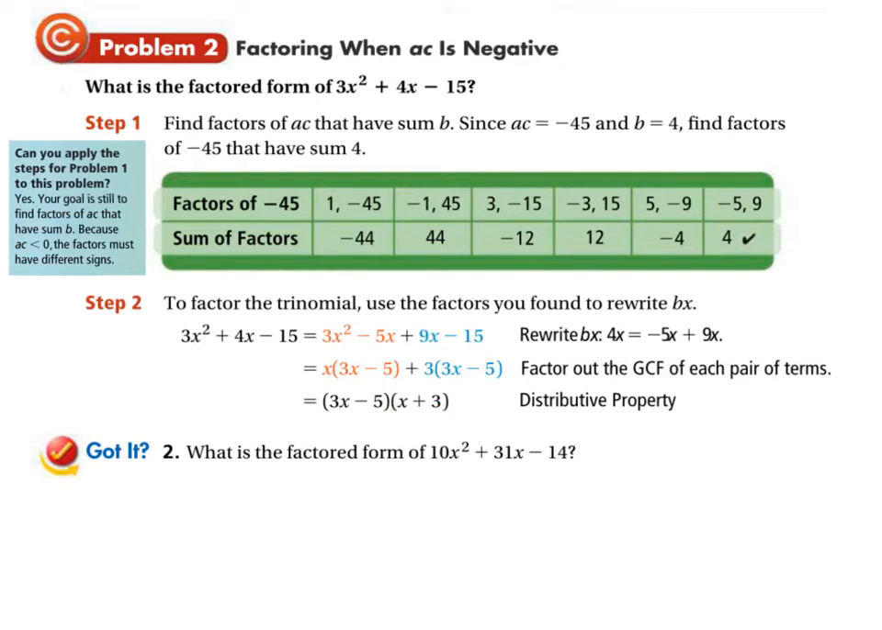There you go. Okay. Your got it problem is, excuse me, what is the factored form of 10x squared plus 31x minus 14?